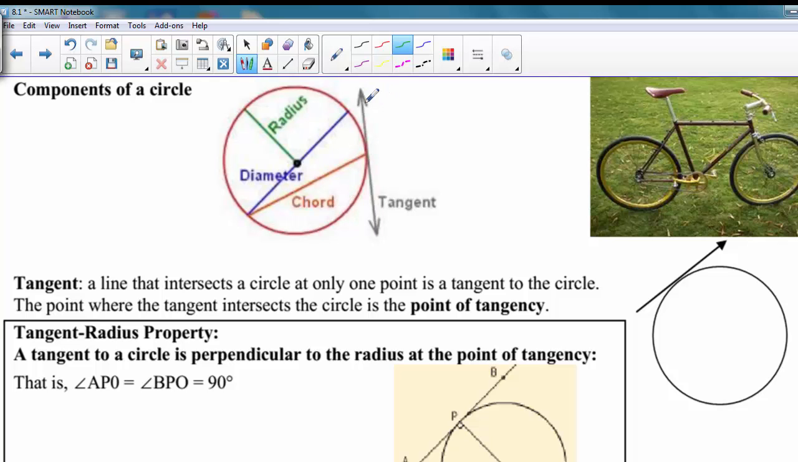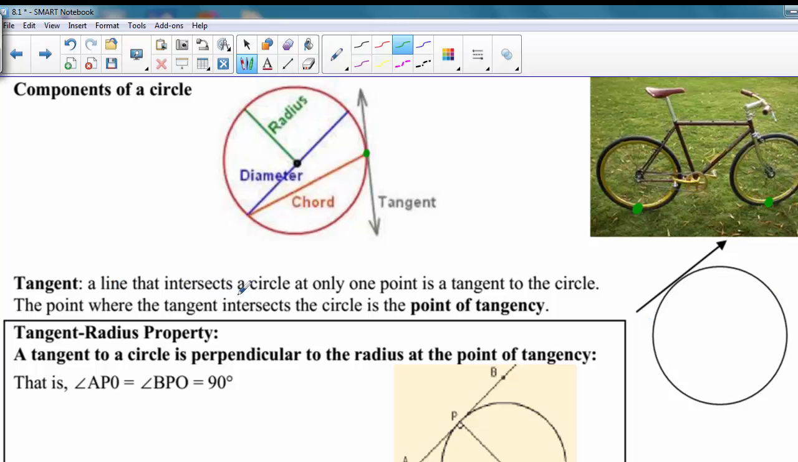I have another special line which is not in the circle. It's outside of the circle. It only touches the circle at one point. Like this kind of line, we call it tangent. Just like you have a bicycle standing on the ground, you will see each wheel touches the ground at one point. So let's look at this one. Here I have a circle.